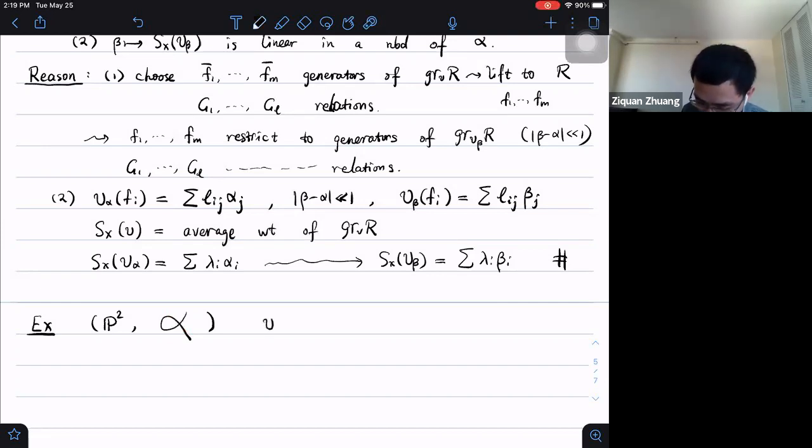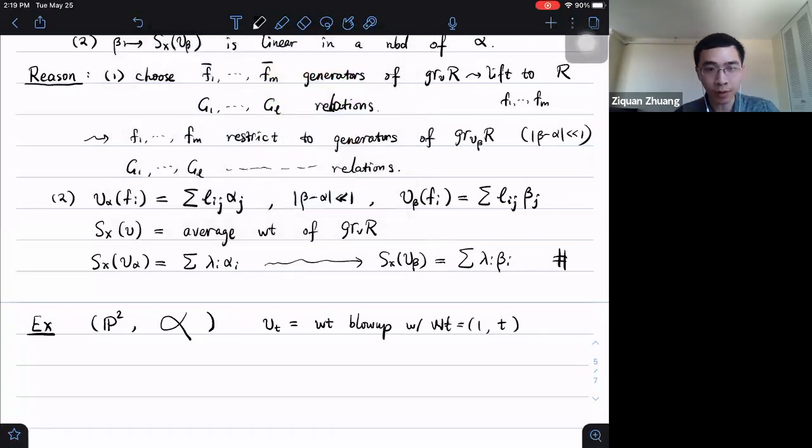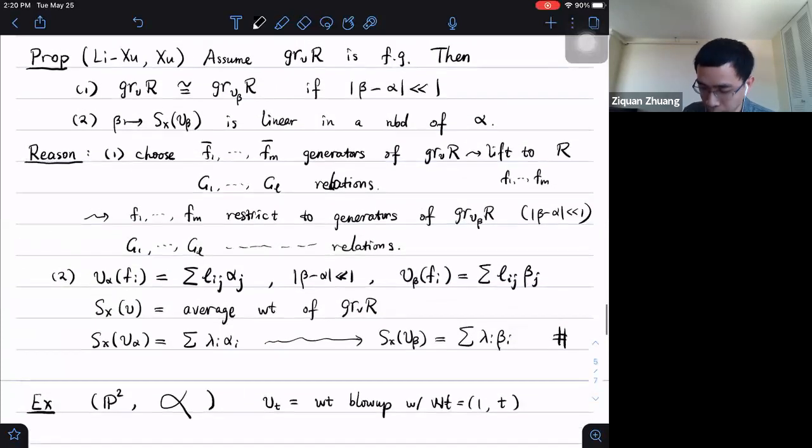Let me call V sub t the weighted blow-up with weights equal to 1 on one branch and equal to t on the other branch. I guess the notation explains itself. So then the previous proposition will imply that if I have finite generation of the weighted ring associated to this valuation, then the Asym variant has to be linear in t. So if t is irrational, then the Asym variant has to be linear in the neighborhood of that number. Now this is just P2, and you have a weighted blow-up, so everything can be computed very explicitly.